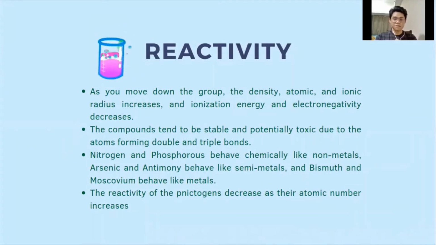Now, let's discuss the reactivity of the group 15 elements. As you move down the group, the density, atomic radius, and ionic radius increase, while the ionization energy and electronegativity decrease. The compounds tend to be stable and potentially toxic due to the atoms forming double and triple bonds. Nitrogen and phosphorus behave chemically like nonmetals, while arsenic and antimony behave like semimetals, and bismuth and moscovium behave like metals. The reactivity of the pnictogens decreases as their atomic number increases.